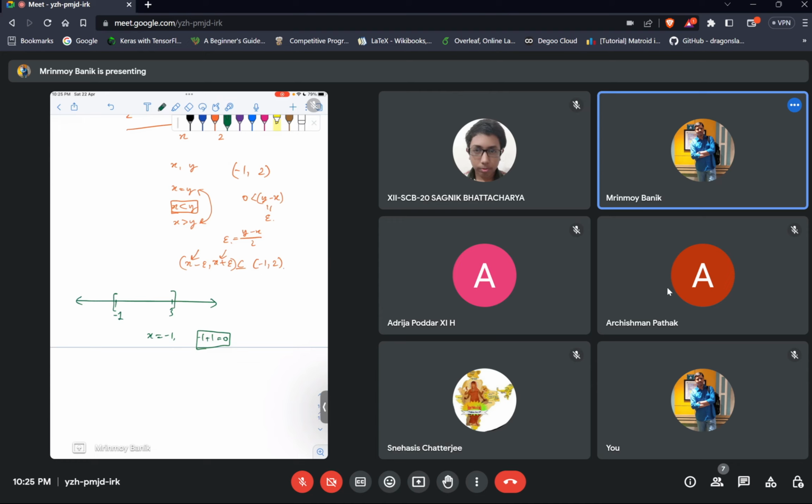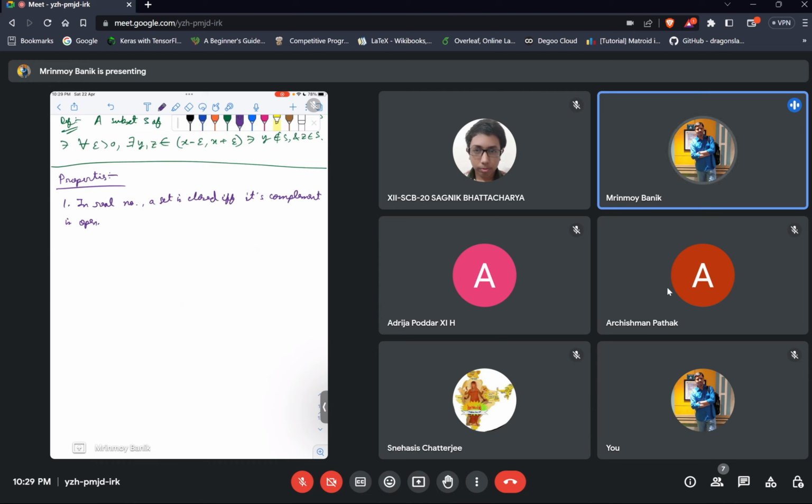In real numbers, a set is closed if and only if its complement is open. So the complement of a closed set is open, and the complement of an open set is closed.